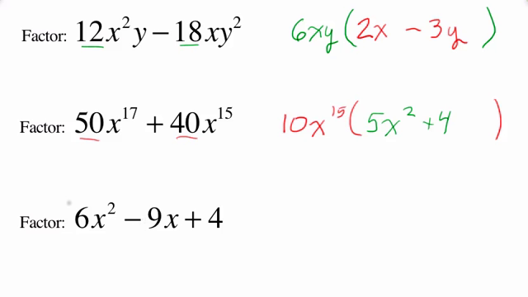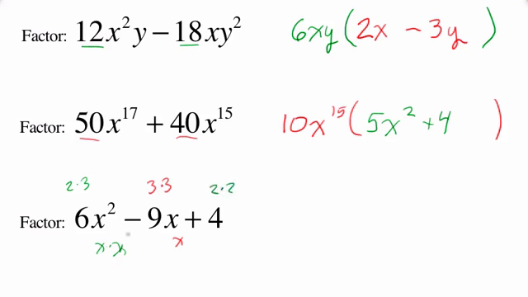Now how about this last problem? This one might be kind of interesting, and I'm just going to write out some factors. We have a 2 times 3, which is 6. We have an x times x, which is x squared. And what do we have over here? We have a 3 times 3 is 9. We have an x. And then over here is a 2 times 2.